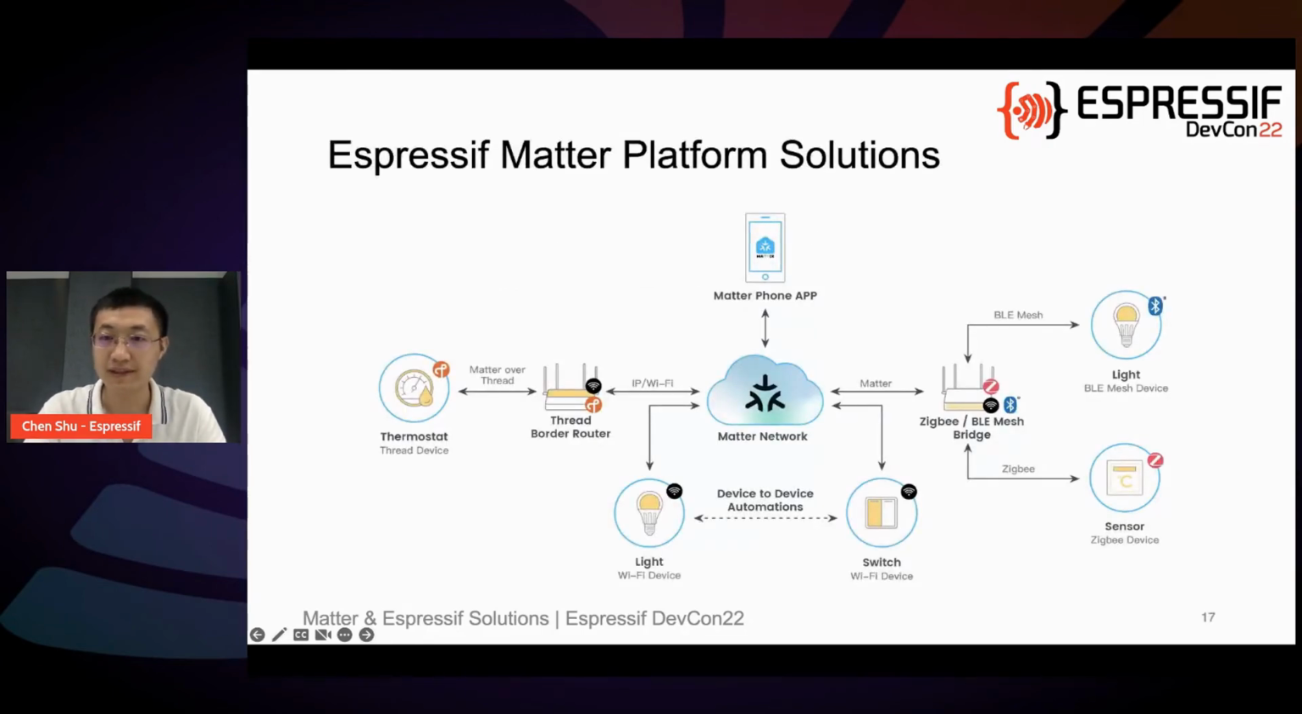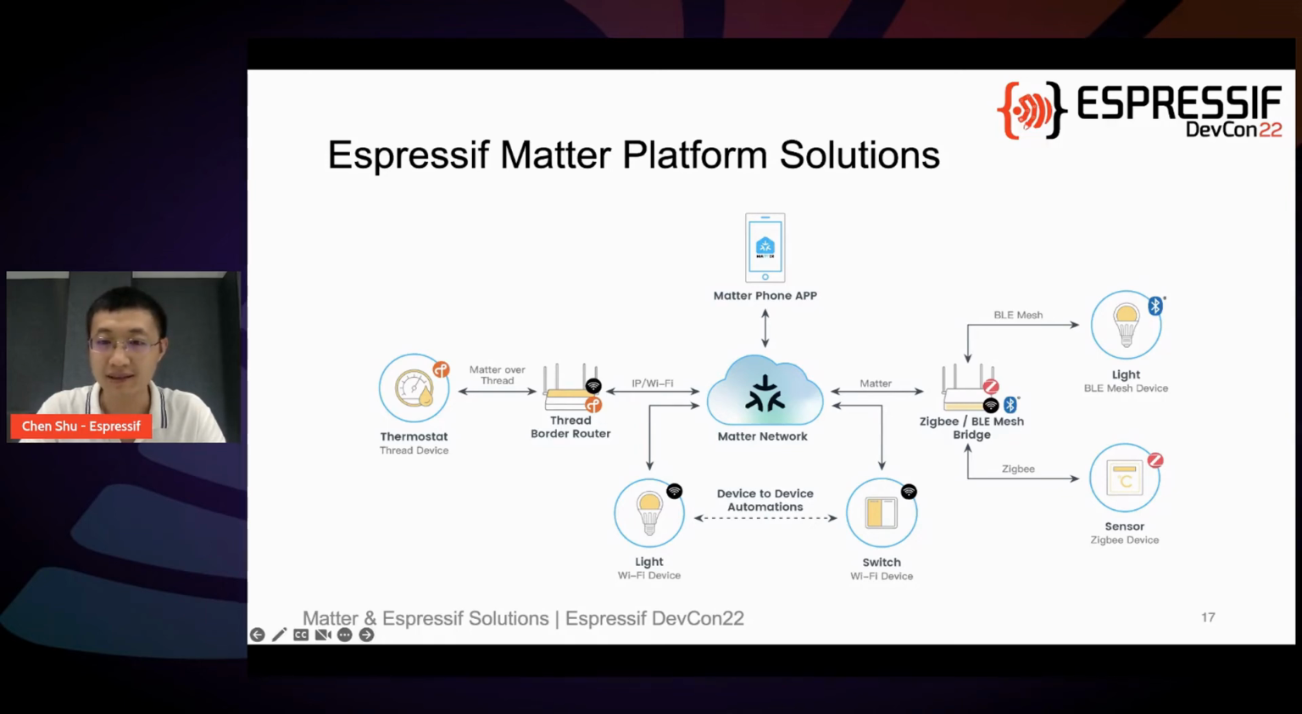Before we look into the platform solutions, I'd like to share a typical Matter topology in real life. From the topology, we can see a Wi-Fi light, a Wi-Fi switch, and a Thread thermostat. A Thread border router is required to connect the Wi-Fi and Thread networks on the IP layer. All these devices could communicate with each other within the local network, with no need to go through an app or cloud.